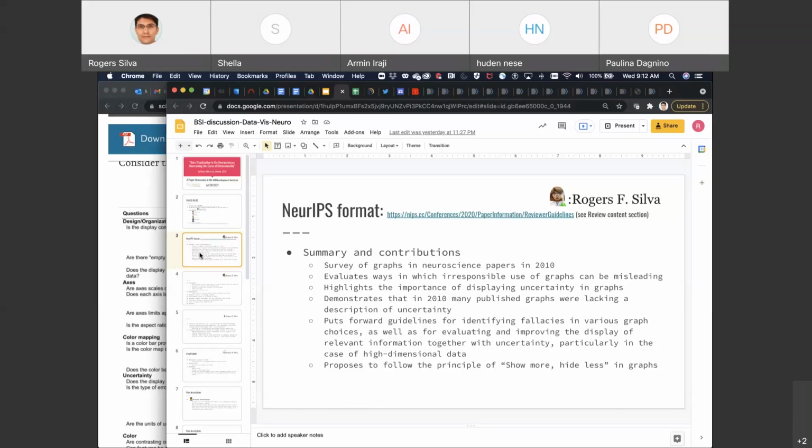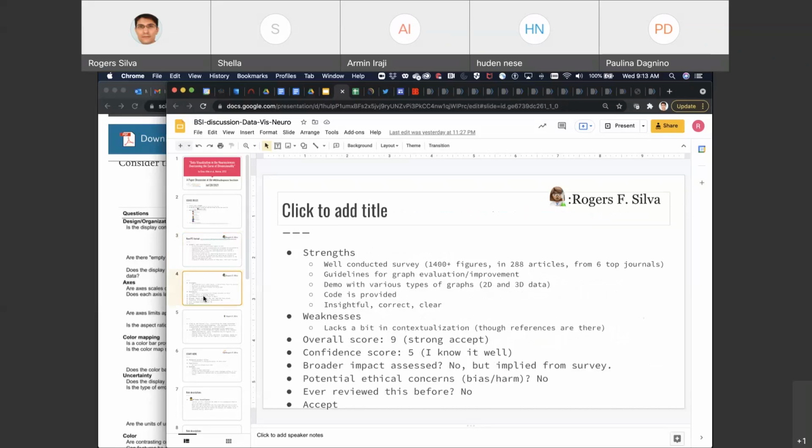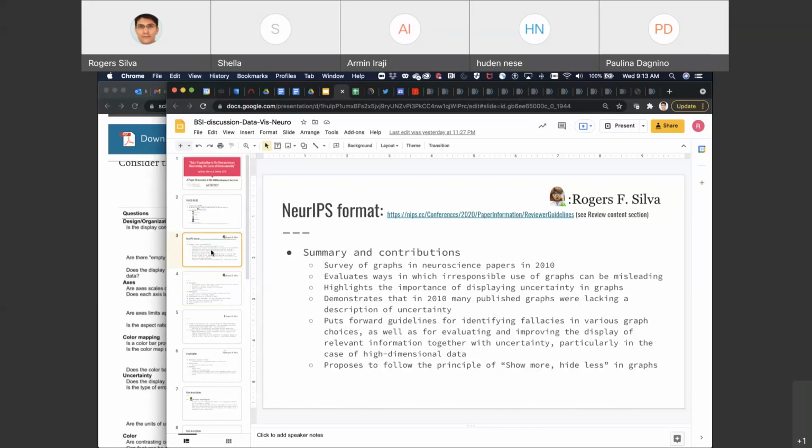I used the NeurIPS format because it had better guidelines. For the Neuron journal, I couldn't find a good guideline for reviewers. It was kind of generic, and this is kind of an opinion piece, so I didn't feel like their guidelines for review were the best for this paper. So I just used the one that I had used last time from NeurIPS. It's basically going over summaries and contributions and strengths, weaknesses, and so on. So this is from the perspective of a reviewer. Yeah, this is the peer reviewer role.